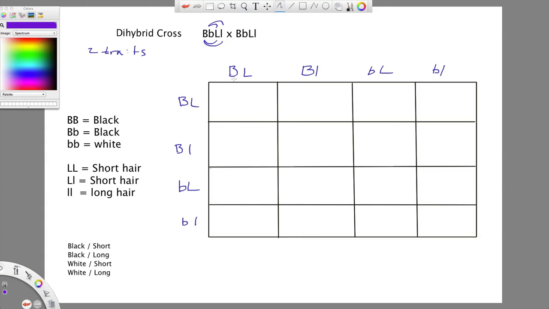To do that, we just bring down the big B and bring over the big B. When writing these, we always want to have the first gene of interest, in this case hair color, written first, and then we look at the second gene, which would be hair length. We'll notice that there are two big L's, so we just put them into the box.